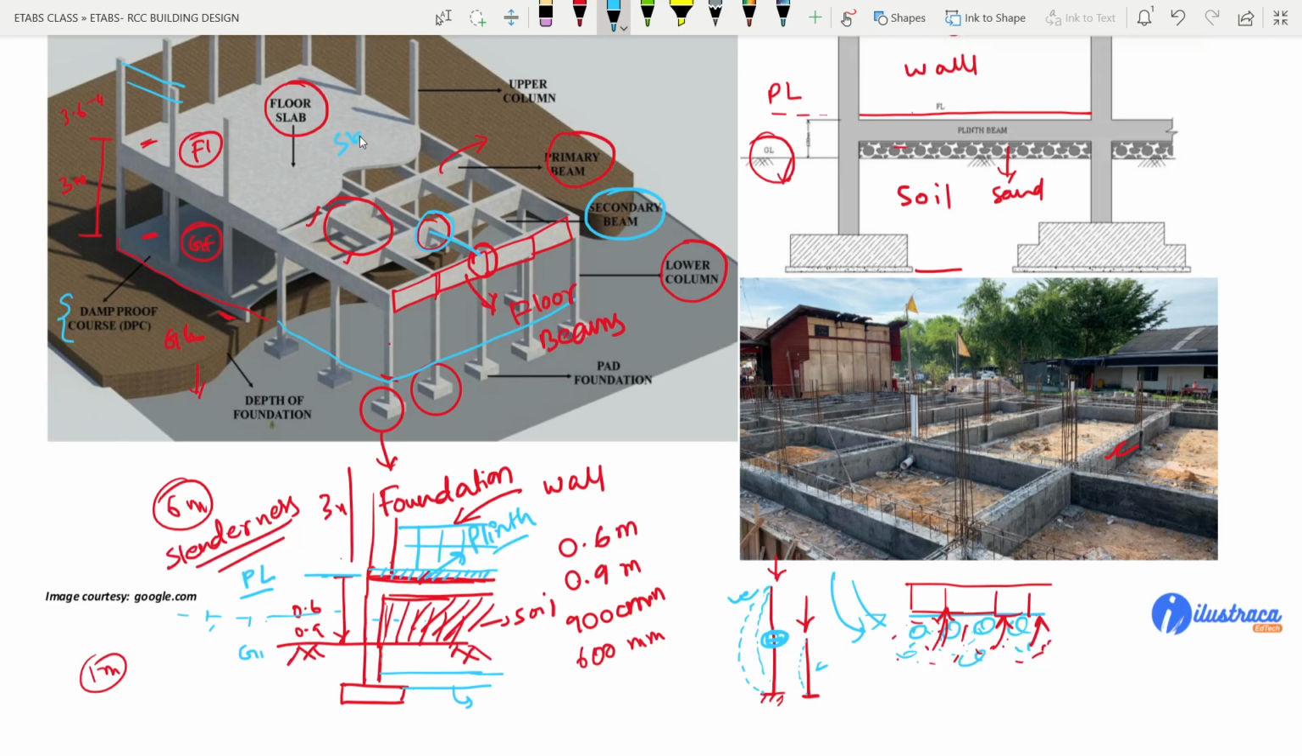This is called the slab, right? RCC slab. We will be putting the reinforcement like this, and we will pour the concrete here, right? These are the slabs. So these are the fundamental, you can say, basic components of an RCC structure.